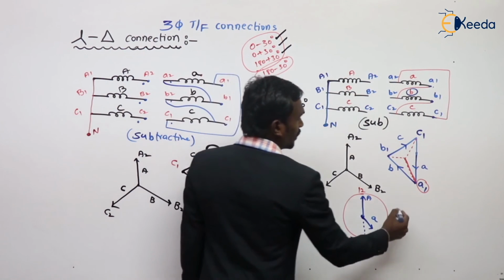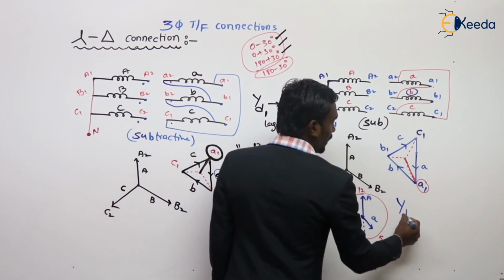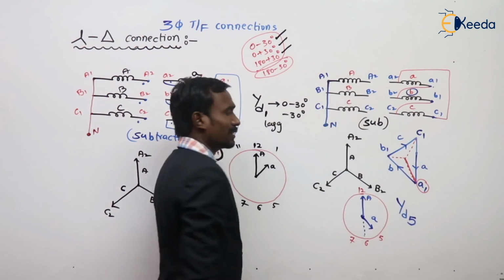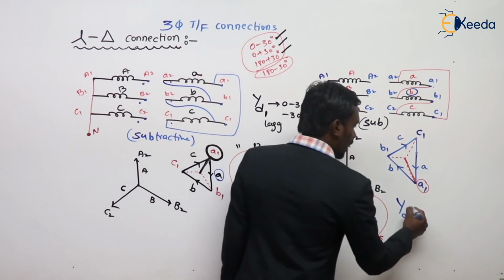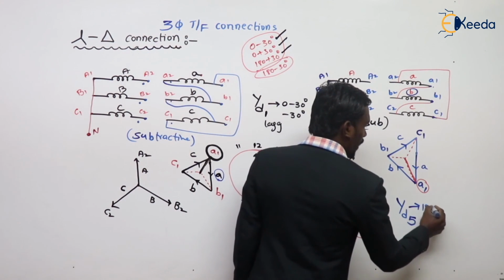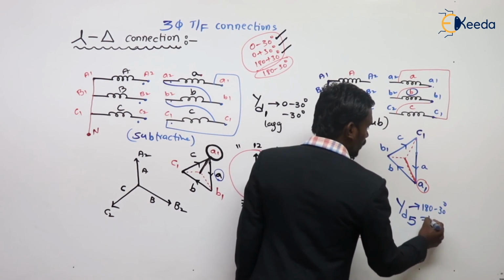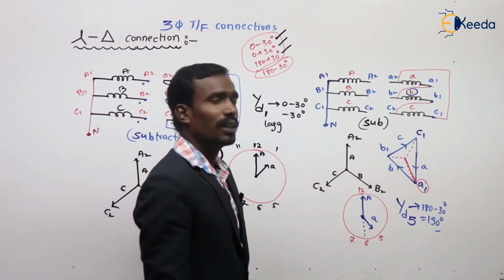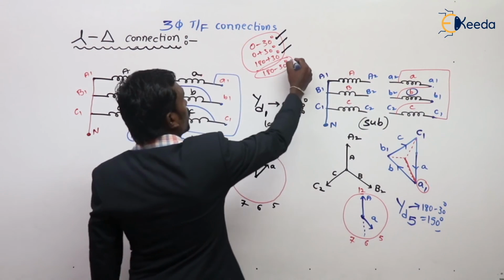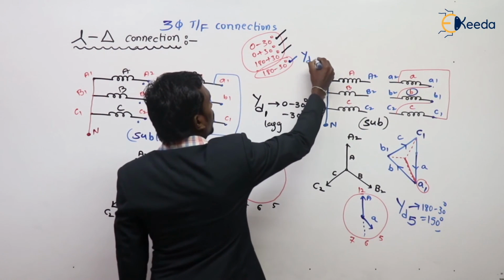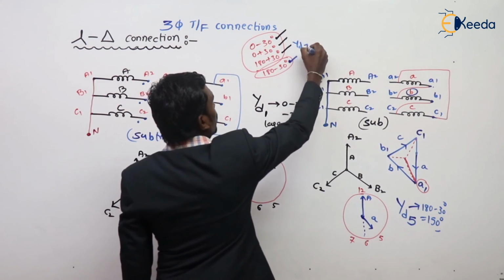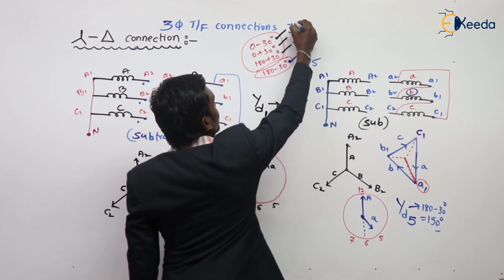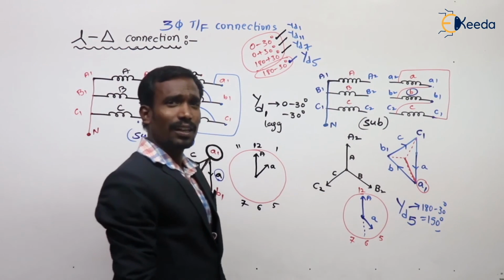Now tell me, what is the notation? Primary is the star, secondary is the delta, and the time is 5 o'clock. So the answer is 5 o'clock, nothing but 180 minus 30 degrees, which is 150 degrees configuration. These are the 150 degrees configurations: star delta 5 o'clock, star delta 7 o'clock, star delta plus 30 11 o'clock, star delta minus 30 1 o'clock.